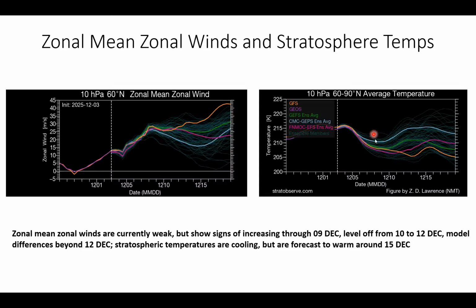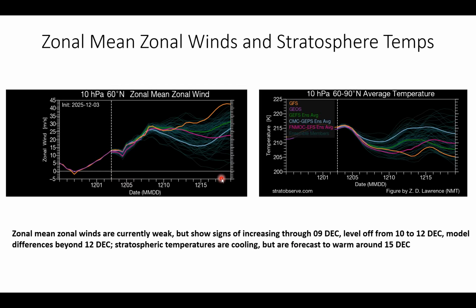But then they dip down again prior to mid-month. We see the stratospheric temperatures here on the right showing some warming through the 5th of December, and then a drop-off where they start cooling down a little bit. But maybe around mid-month, we see another stratospheric warming event. Some of the modeling is showing these temperatures warming again.